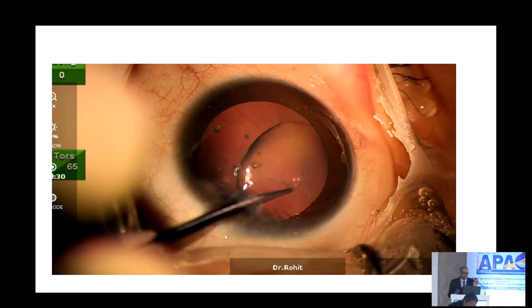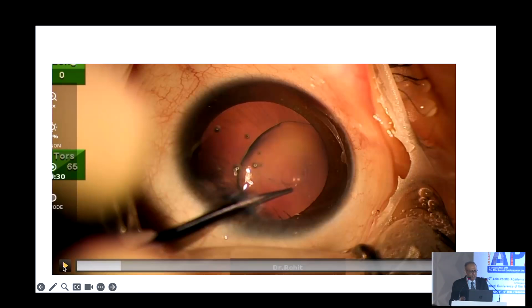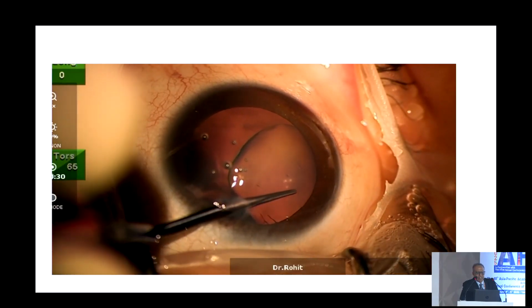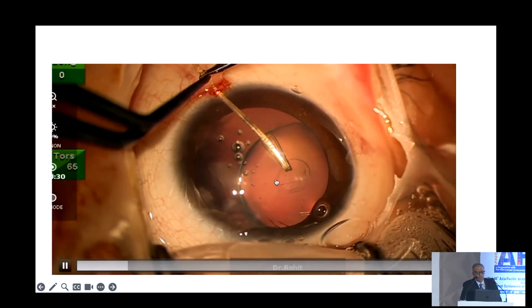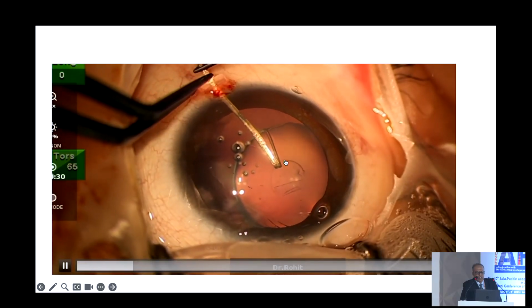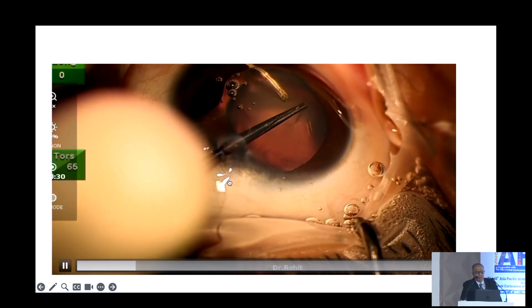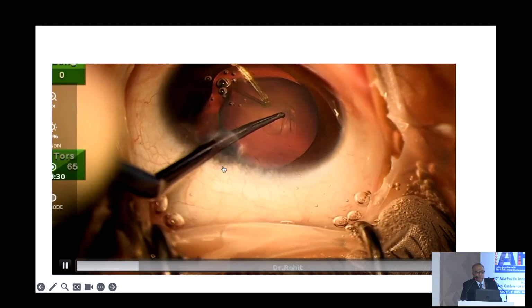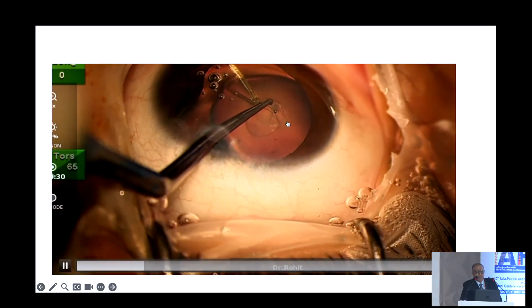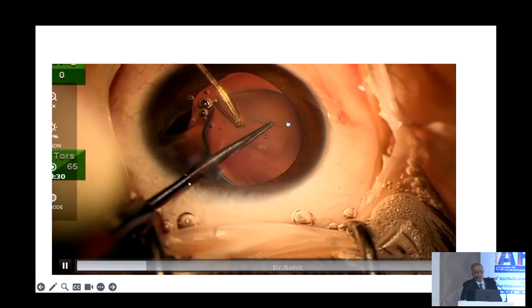So I think it's a learning all the way for me also. So now what I do is, I've started it. You see I'm putting stress on the zonules. So what I'm doing now is inserting the capsular hook. Here also I committed a mistake, because I want it to be a learning one. I have taken it too far without the support of the capsular hook.